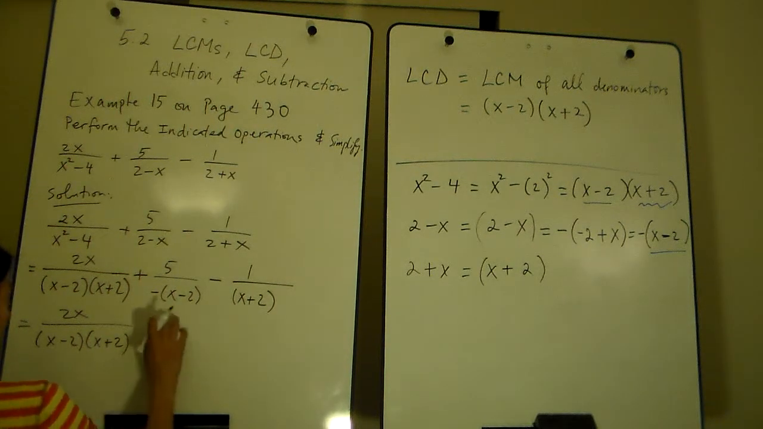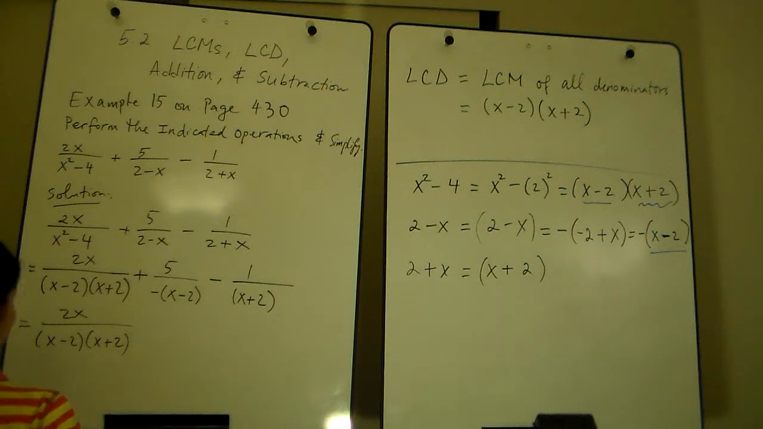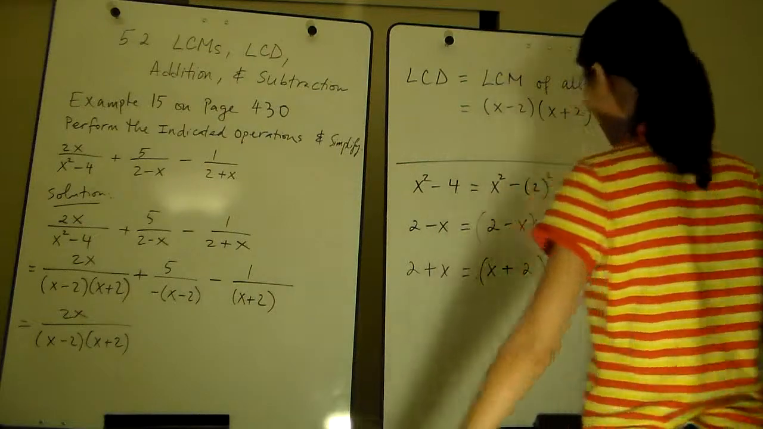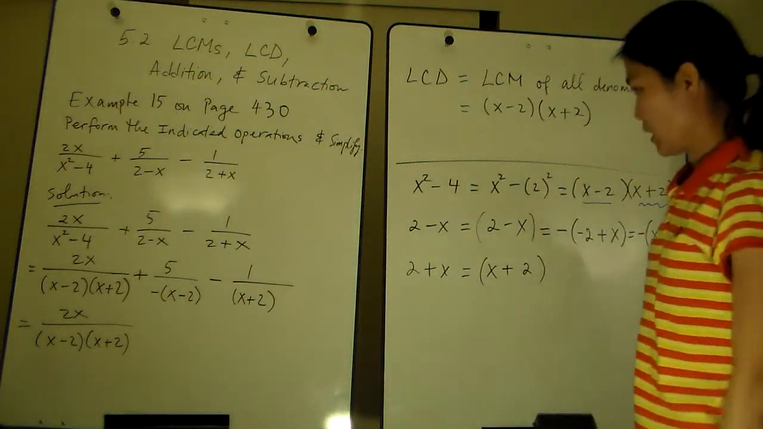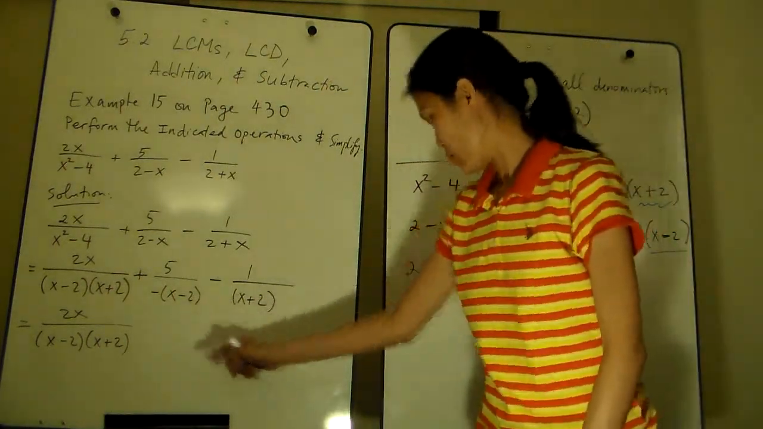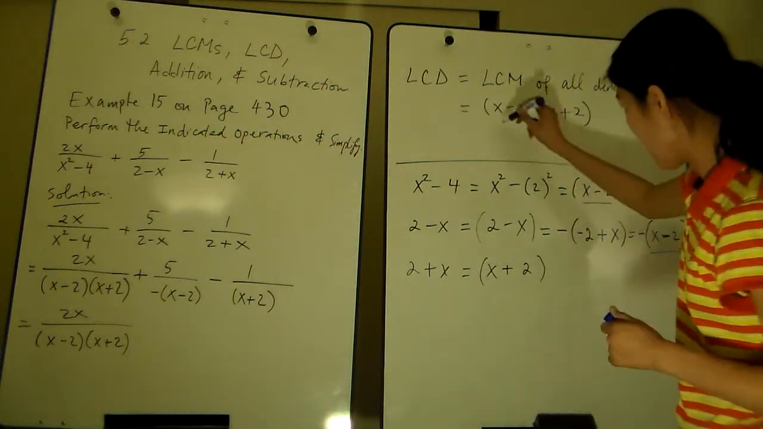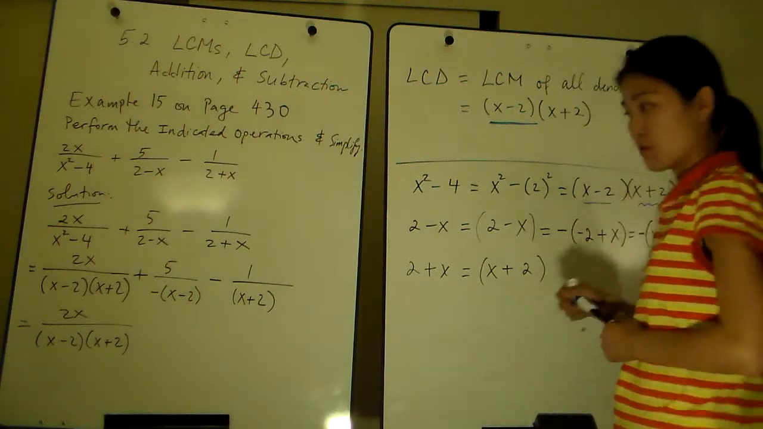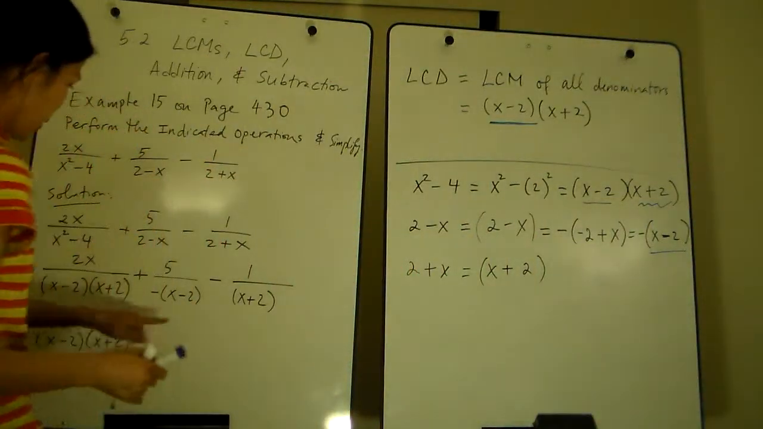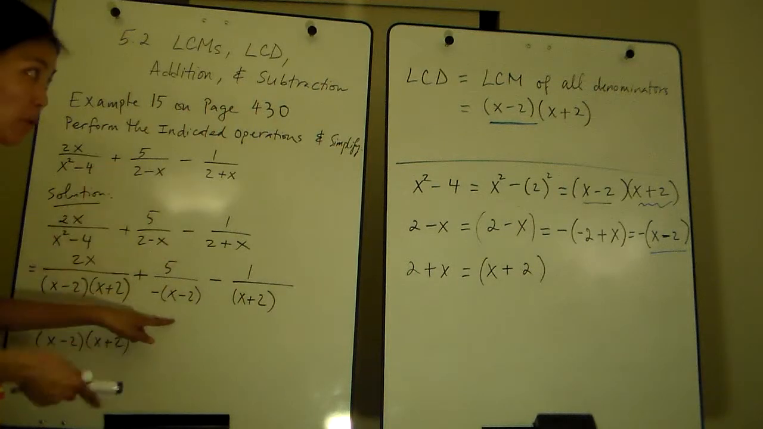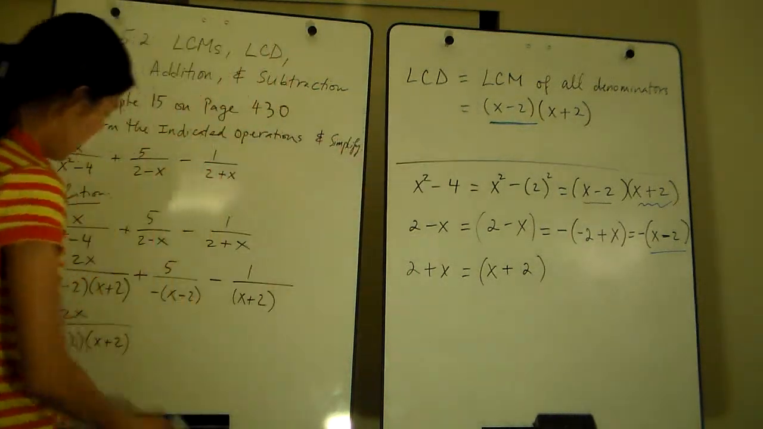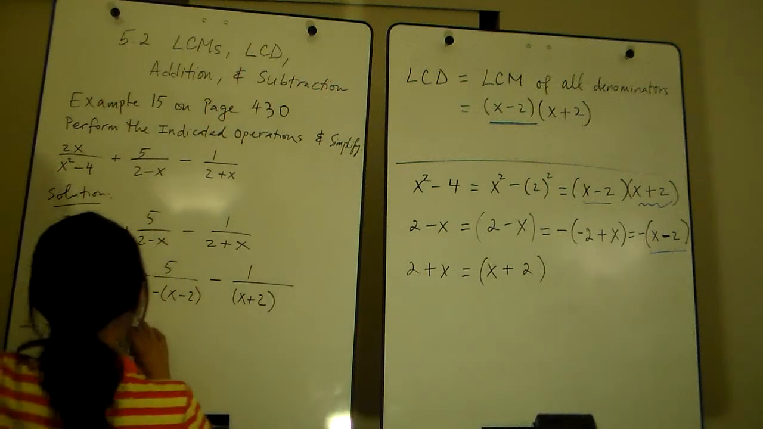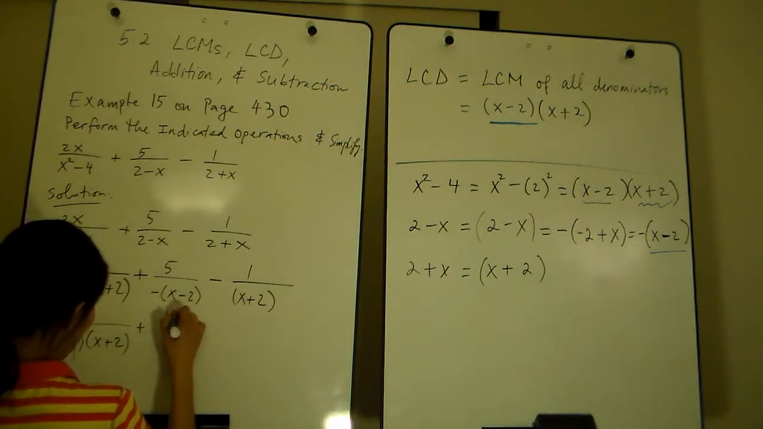Okay? Now, how about this denominator? It's not the LCD yet. The LCD is x minus 2 times x plus 2. What we got is that x minus 2. So we have x minus 2. We don't have x plus 2. So to get x plus 2, you just multiply x plus 2 here to get the LCD. But also, the LCD is positive. So you need to remove this negative as well. Alright. Plus 5.